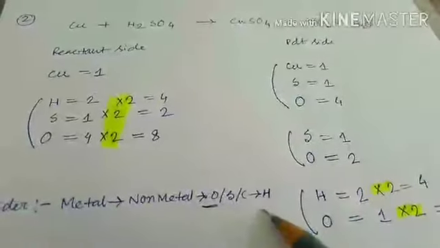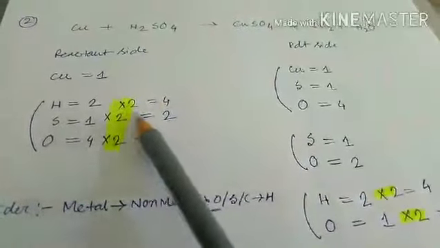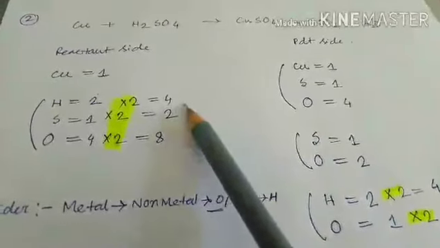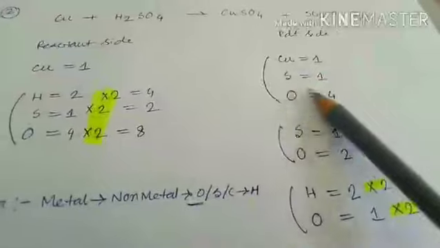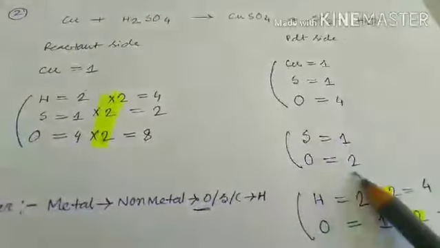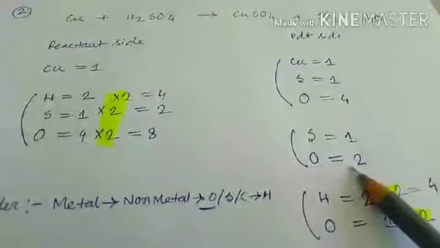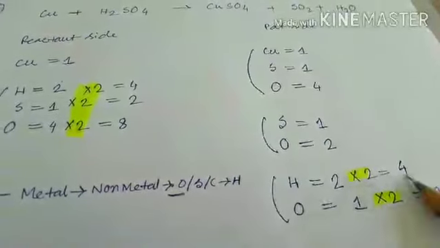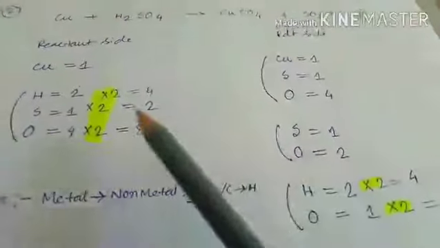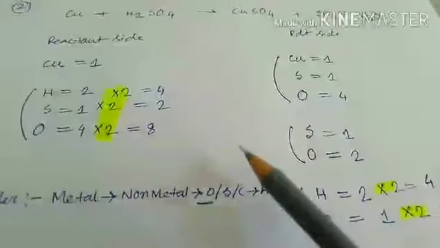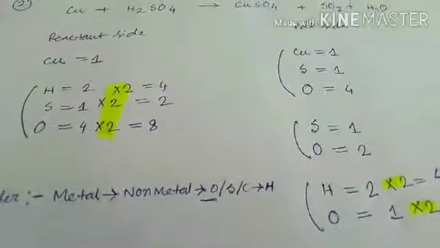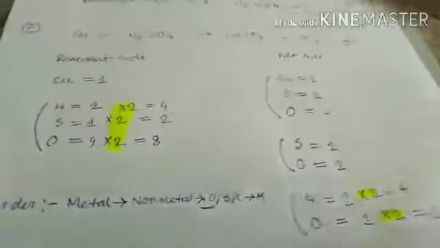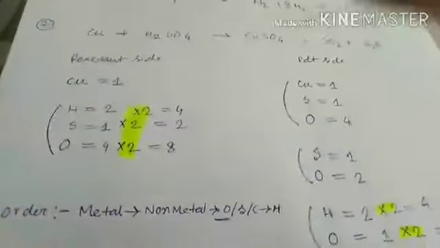Now we go for hydrogen. The number of atoms of hydrogen in the reactant side is 4. In CuSO4 there is no hydrogen. In sulfur dioxide there is also no hydrogen. In H2O there is hydrogen. The number of atoms of hydrogen is 2 into 2, that is 4. Here is 4, here is also 4. So the reactant side and the product side are equal. So hydrogen is also balanced. So the total system is balanced.